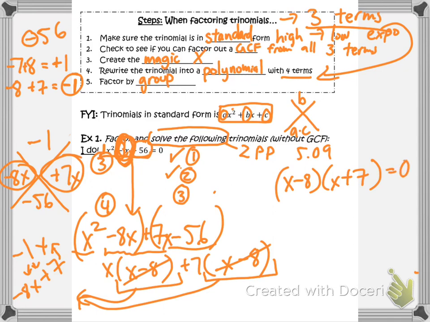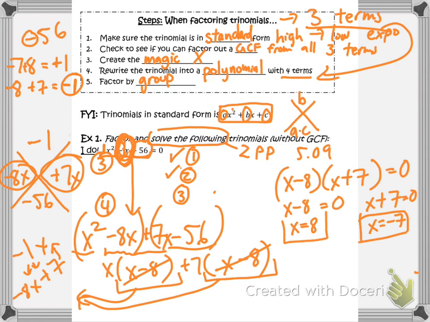Wow, this problem is long and it is difficult, and it's almost going to be 10 minutes. Okay, now let's solve using the zero product property. Let's set x minus 8 equal to 0, x plus 7 equal to 0. I'm going to do this fast. x is equal to 8, x is equal to negative 7. These are your 2 final answers. Wow, that was difficult.